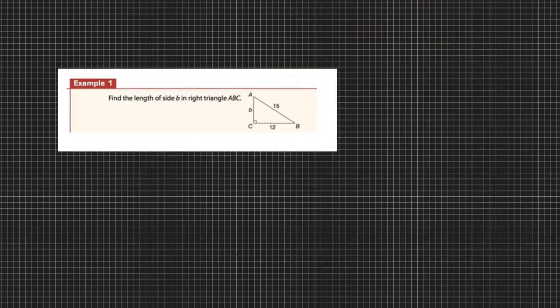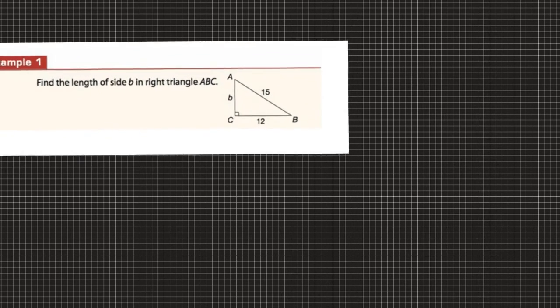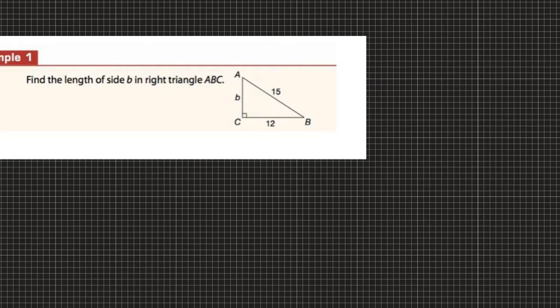All right, so we're going to look at example number 1, and we're going to figure out how to work with this problem using the Pythagorean theorem. I'm going to make this just a little bit bigger. It says find the length of side b in this triangle. The first thing we need to know is that Pythagorean theorem is a squared plus b squared is equal to c squared.